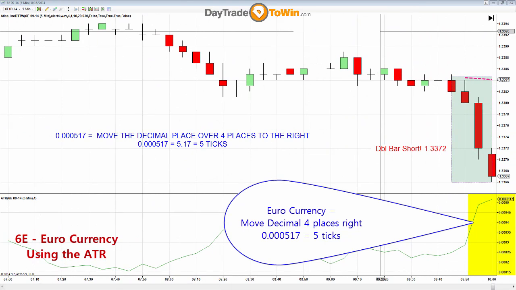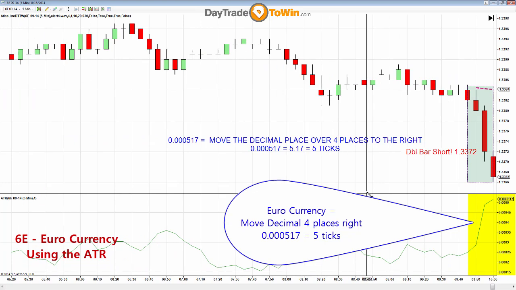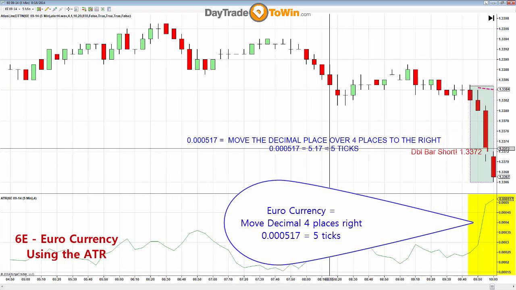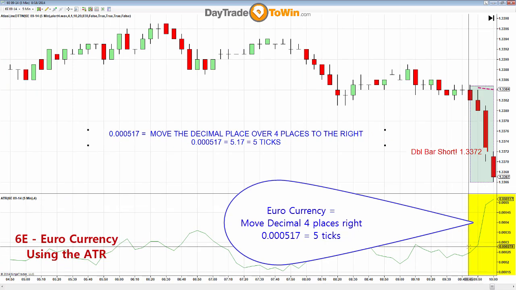So now you know how to calculate the currencies, the E-mini, the YM, which is the Dow, the Russell, the bonds, the notes, and if you're interested in understanding how this scaling of the ATR works, do it exactly as I've just shown you.